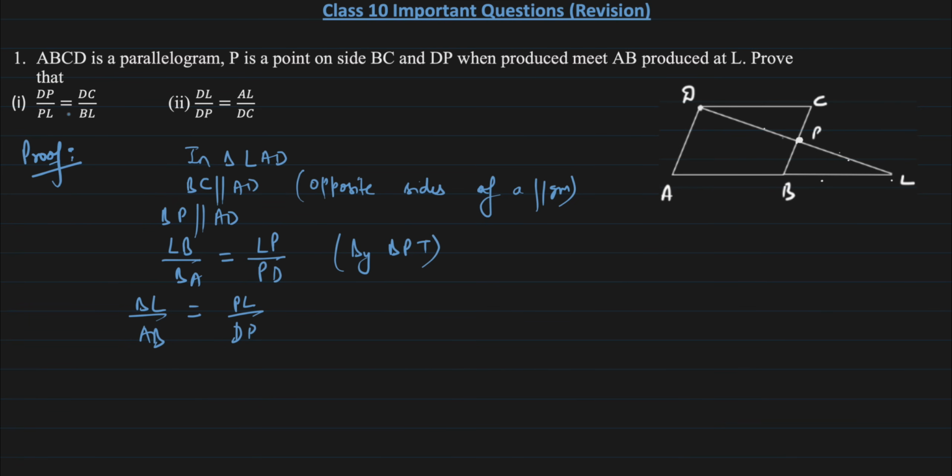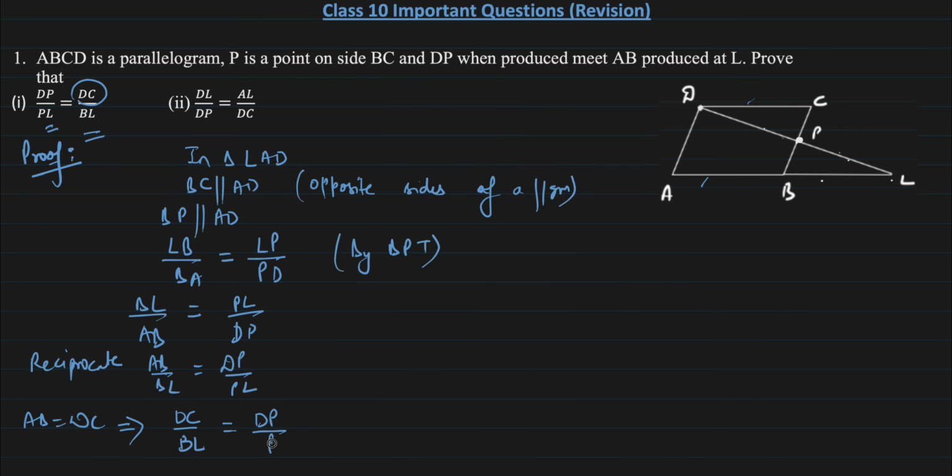Now, what we need to prove is DP is on the upside, PL is in the denominator, right? So what we do is, we'll just reciprocate it. So what we are going to get? AB by BL equals DP by PL. Only thing different over here is, instead of AB, DC is there. And you know AB equals DC. These are the opposite sides of a parallelogram. So this implies, instead of AB, we can write DC by BL equals DP by PL. So first part is done over here. I hope it's clear, students, right?